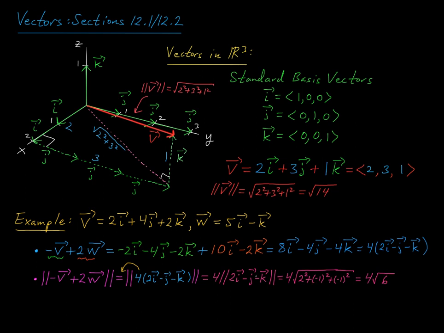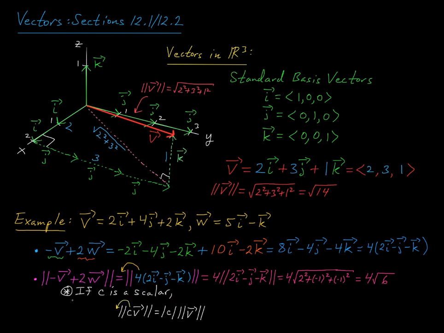As we noted up here, to find the magnitude of this vector, you just take the root of the sum of the squares of the components. So 2 squared plus negative 1 squared plus another negative 1 squared. So the magnitude of negative v plus 2w, that's 4 root 6.